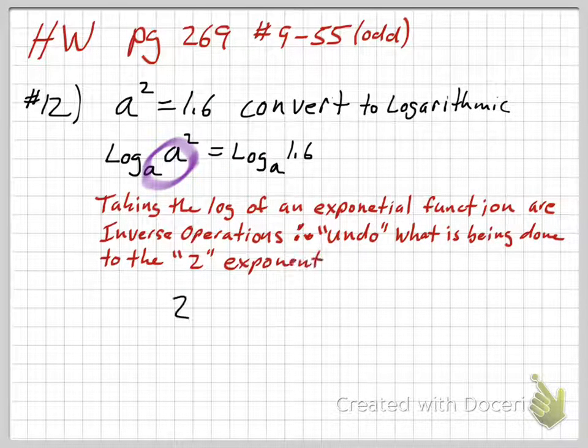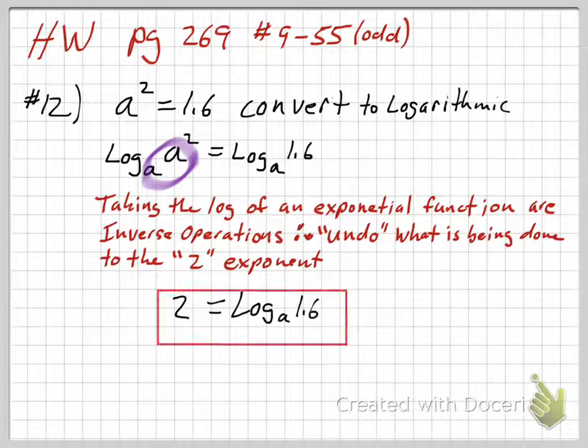Those two things kind of wipe each other out. So the left-hand side of the equation simply turns into the number 2, and the right is log base a of 1.6. I'm done. One line of algebra, and it's done. And I can do this in the reverse operation.